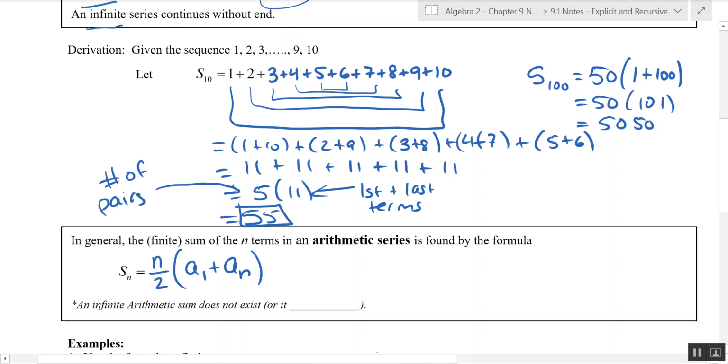And just to be clear here, this part here is the number of pairs. The n over 2, if there's 100 terms, there's 50 pairs. We're just dividing it by 2. And then it's the first term plus the last term, just like we did above. So n is the number of terms. A sub 1 is our first term. And A sub n is the last term.